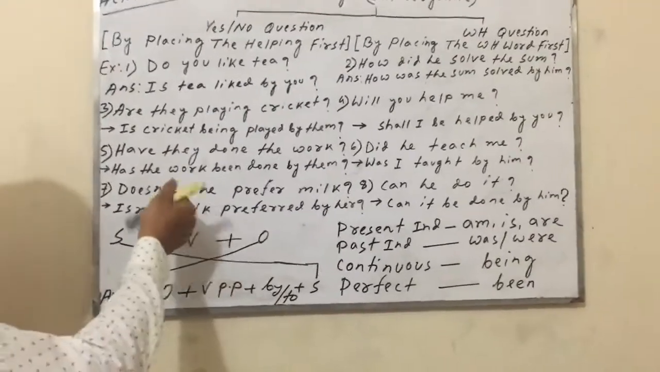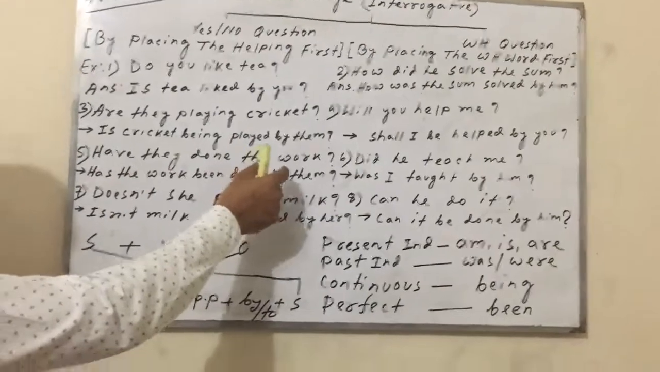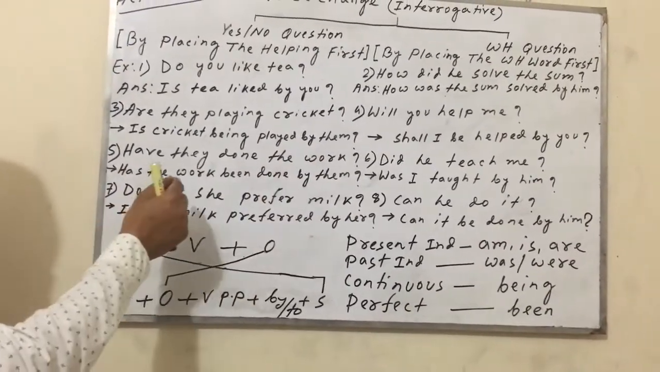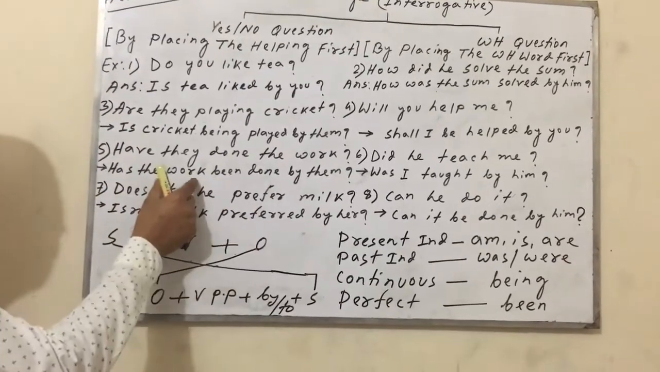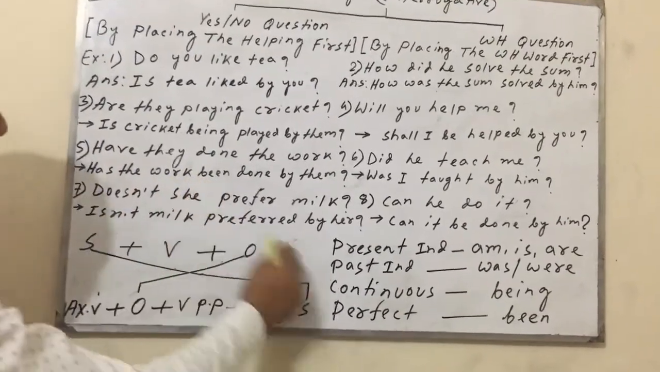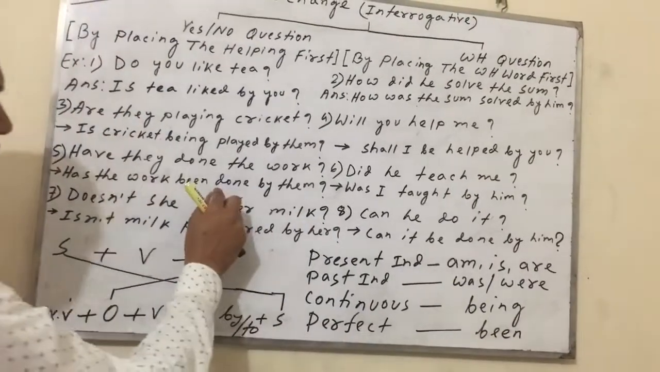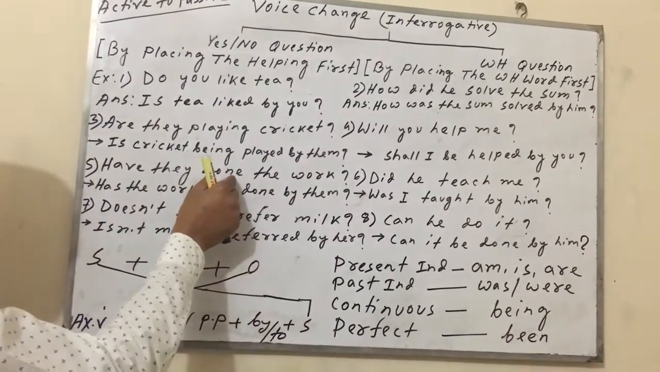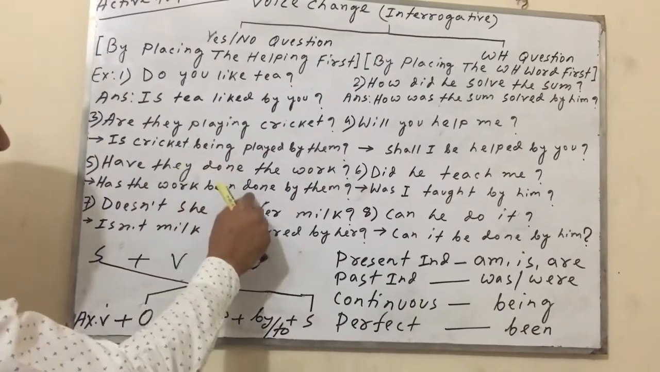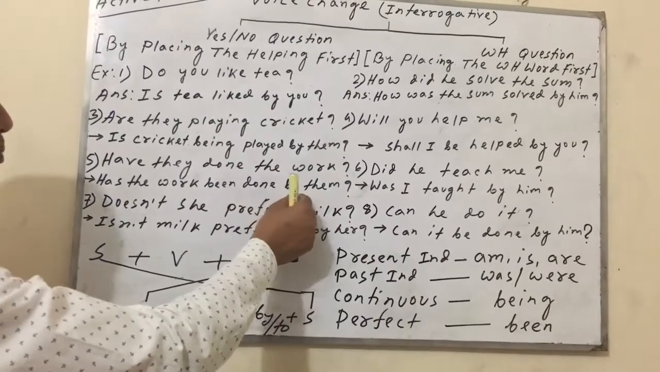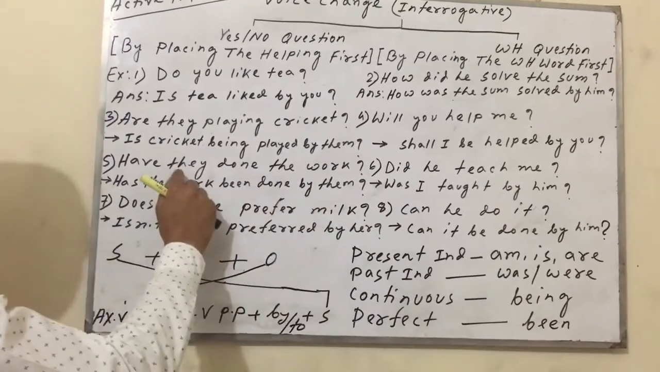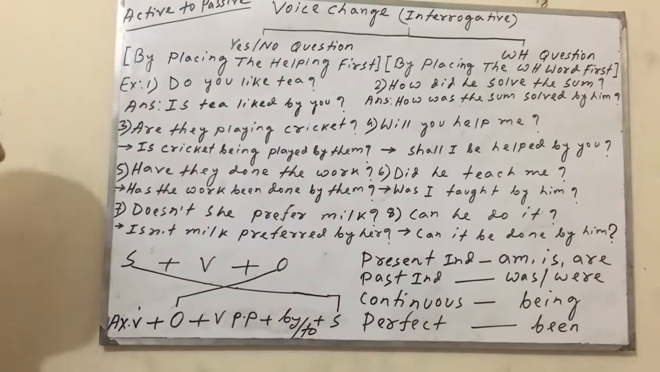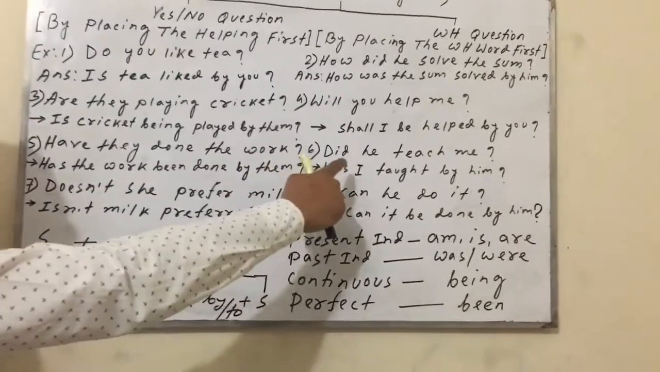Okay, follow the board. Have you done the work? The object is work, third person singular number, so you have to use the auxiliary verb has, then the object the work, then you have to add extra been, then you have to form the past participle from the principal verb, done. Then you have to use the preposition by, and last of all, you have to convert the subject into object form.